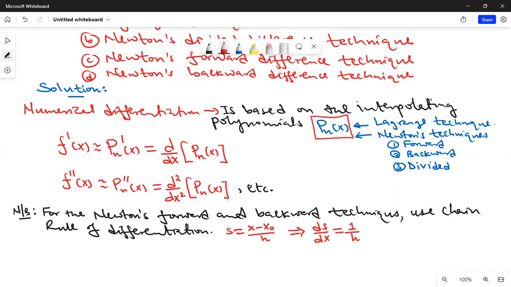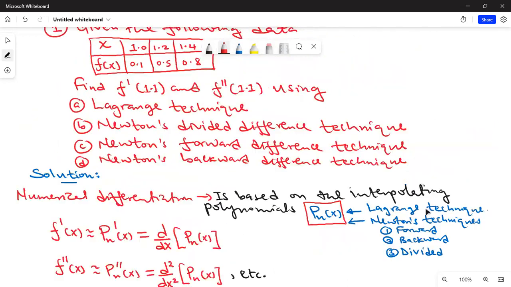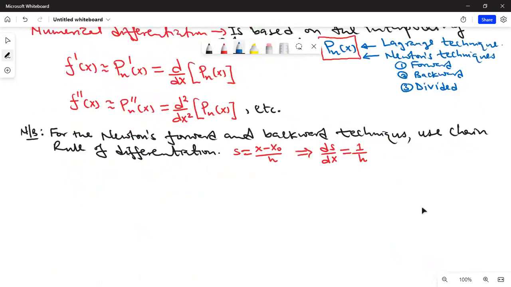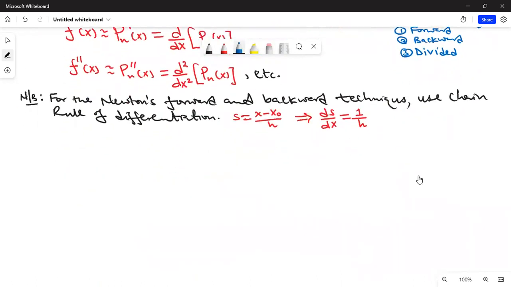So let me give you an example. Of course, the example is here. We have the table. I want us to obtain the interpolating polynomials for each case and then see how to differentiate that polynomial. So we start with part A, the Lagrange technique. Of course, as you know, this will be our x naught, x1, x2. When it comes to Lagrange technique, this is f naught, f1, f2. So now, let's start with part A. We work out the question.